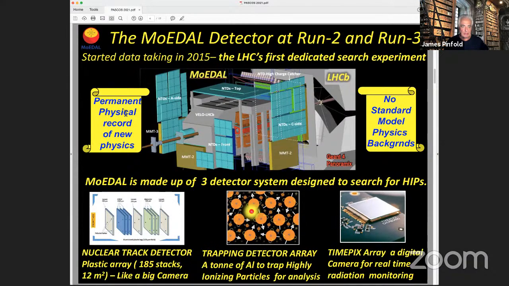The good thing about this approach is we have a permanent physical record, because the nuclear track detectors are like an emulsion or a film or a camera photograph, if you want. There's a permanent record of highly ionizing particles that may traverse these green planes. We also, in these beige boxes here, can trap highly ionizing particles. Here we see a monopole that's trapped next to the nucleus of aluminium. It's got about 1 ton of aluminium trapping devices, so we can trap new particles. We also have rather conventional Timepix arrays in order to measure beam backgrounds.